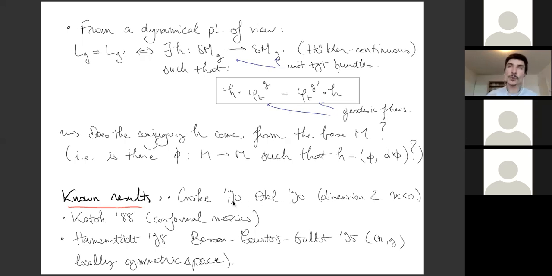These are very beautiful and geometric proofs, but they heavily rely on the fact that in surfaces, geodesics have to intersect themselves, etc. So it's really a 2-dimensional proof that you cannot really use in higher dimensions. Now, a couple of years before, Katok had a proof when the two metrics are conformal. So when you take g and g prime in the same conformal class, and there are other partial results due to Hamenstädt and Besson-Courtois-Gallot when one of the two Riemannian spaces is a locally symmetric space.